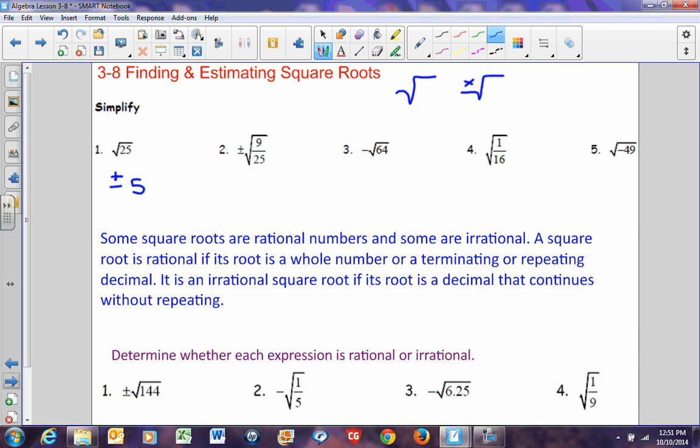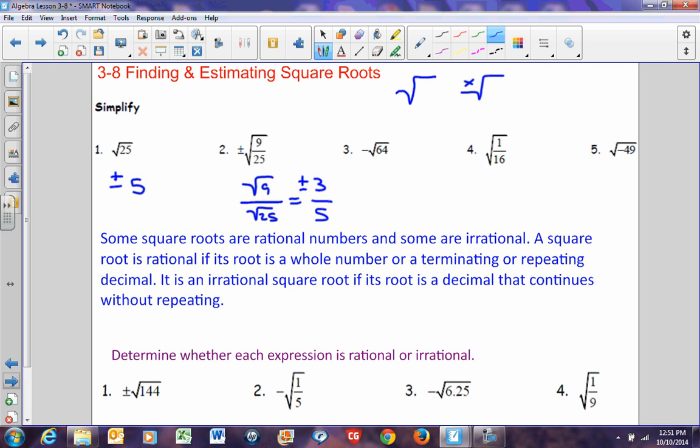Here, I'm going to look at this and say, the square root of 9/25. That's really hard to do, but one thing you should know is that with square roots, you can simplify this so that it looks like this: separately, the square root of 9 over the square root of 25. The square root of 9 is 3, the square root of 25 is 5. It asks for both of them, so it's plus and minus 3/5.